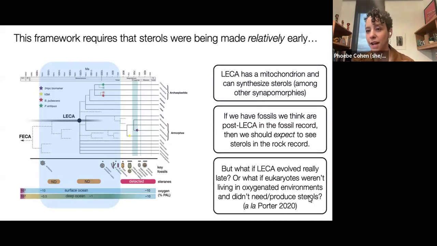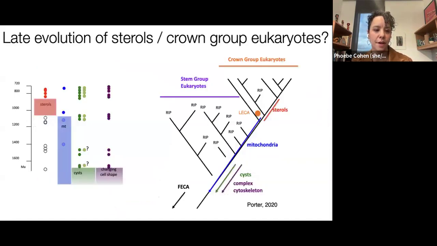But there have been many hypotheses to explain this disconnect, and one of the people to propose this one is Susanna. What if LECA evolved really late? Or what if eukaryotes weren't living in oxygenated environments and thus didn't need or produce sterols? Here's a figure I took from one of Susanna's papers, where she presents a framework for this hypothesis: that many of the shared traits of eukaryotes might have evolved back here in the Mesoproterozoic, but sterol biosynthesis might not have evolved until later, once we get to crown group eukaryotes.